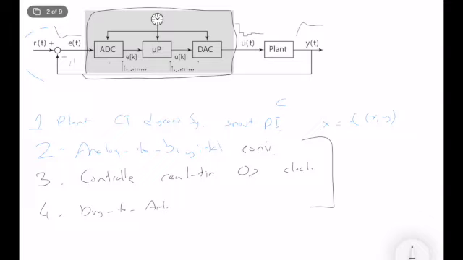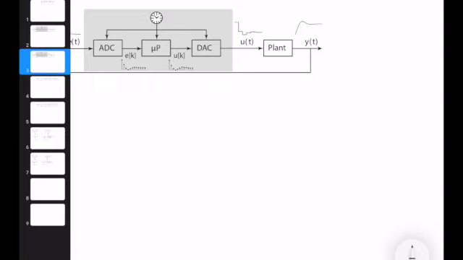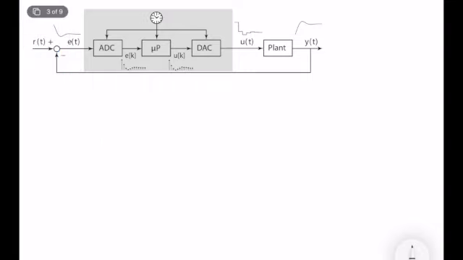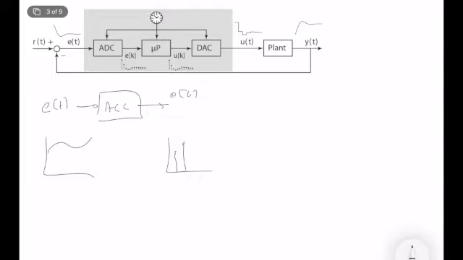Let's start with the analog to digital block. The main function of the ADC is that it takes E of t as the input, which is a continuous time signal, and produces E of k, where E of t looks like this and E of k looks like this.